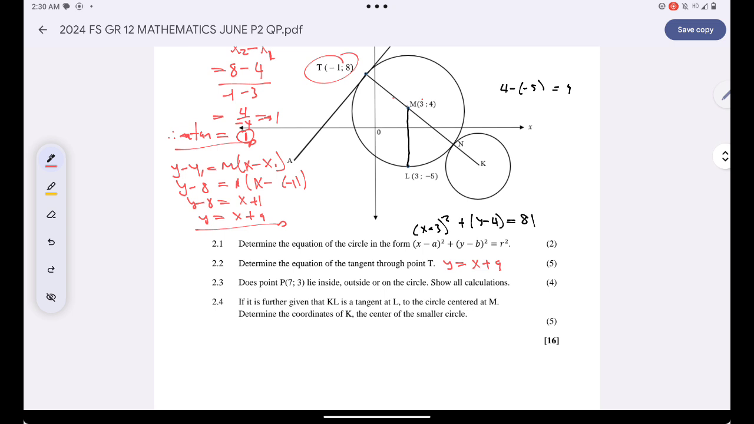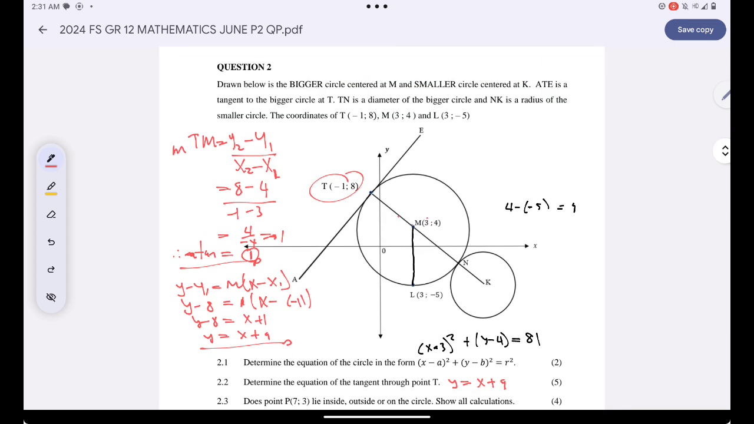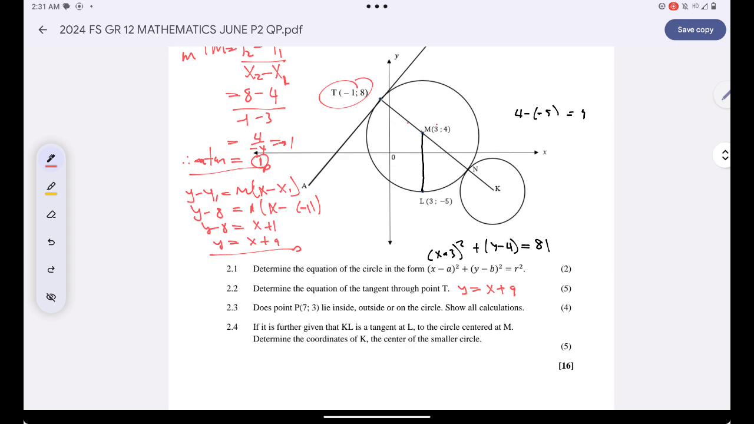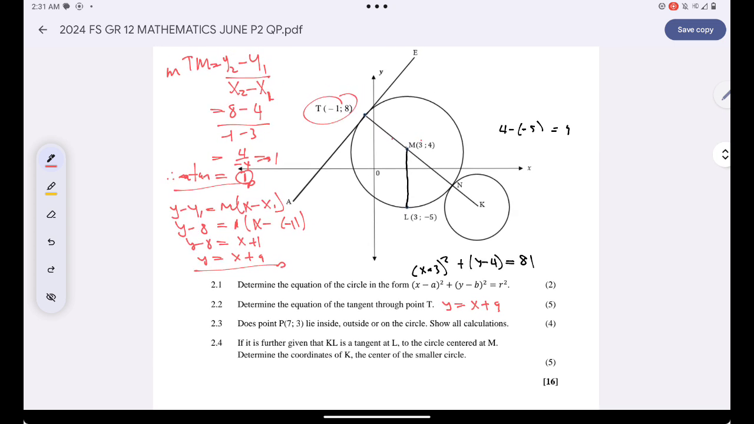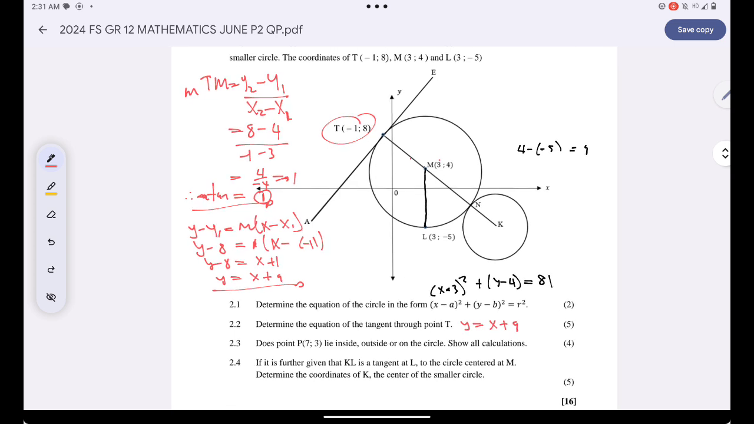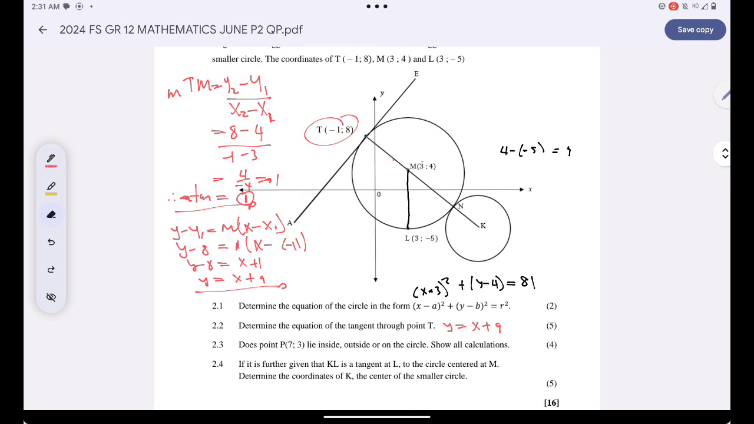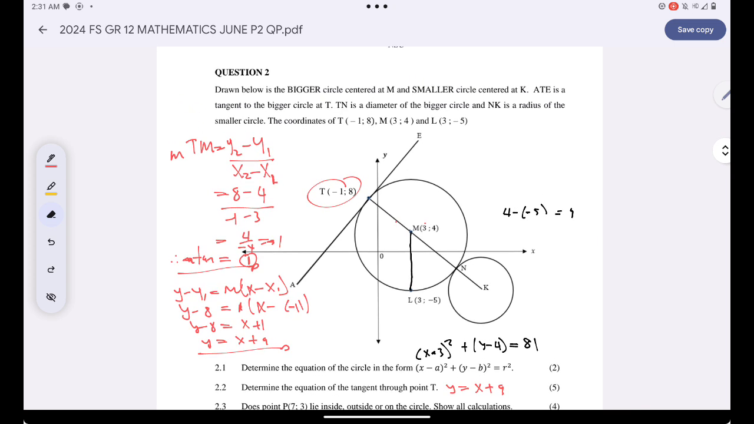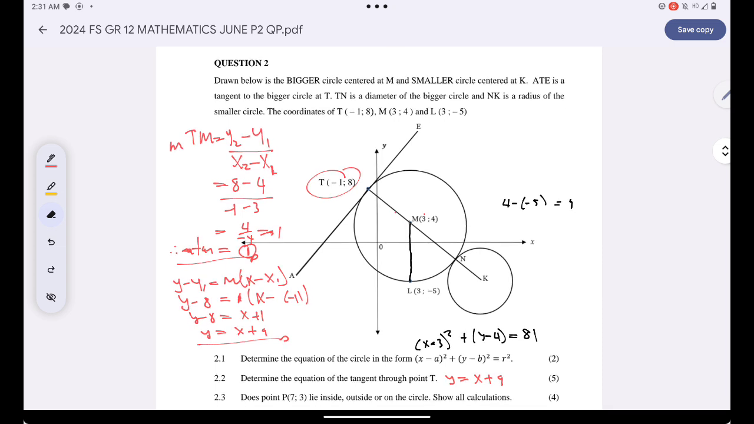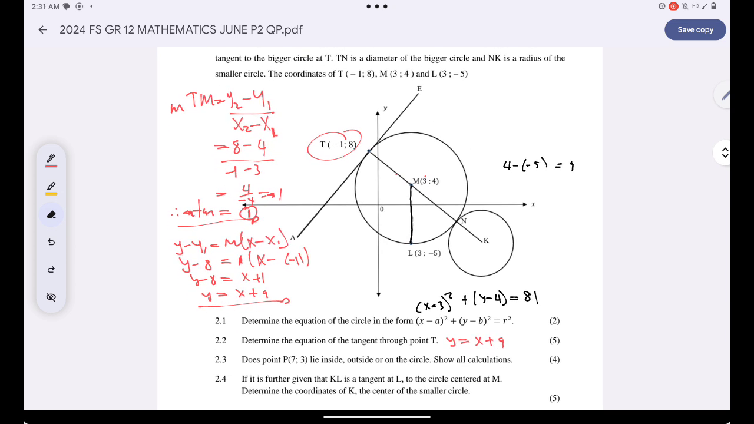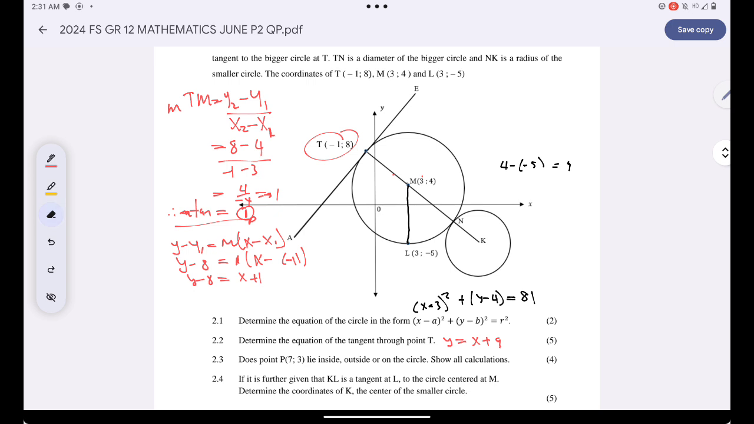Does the point (7, 3) lie inside or outside the circle? All we need to do here, guys, since they're not specific and we only have the information of the bigger circle, I'm assuming they're talking about the bigger circle.